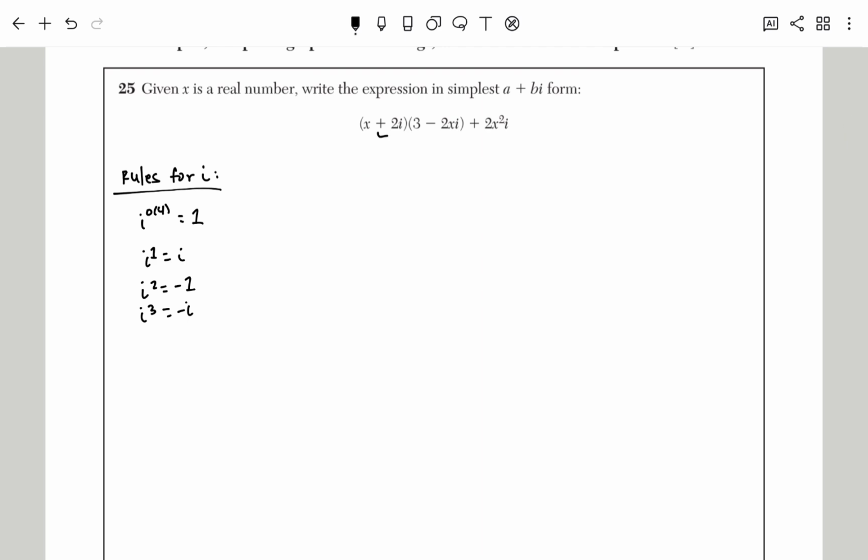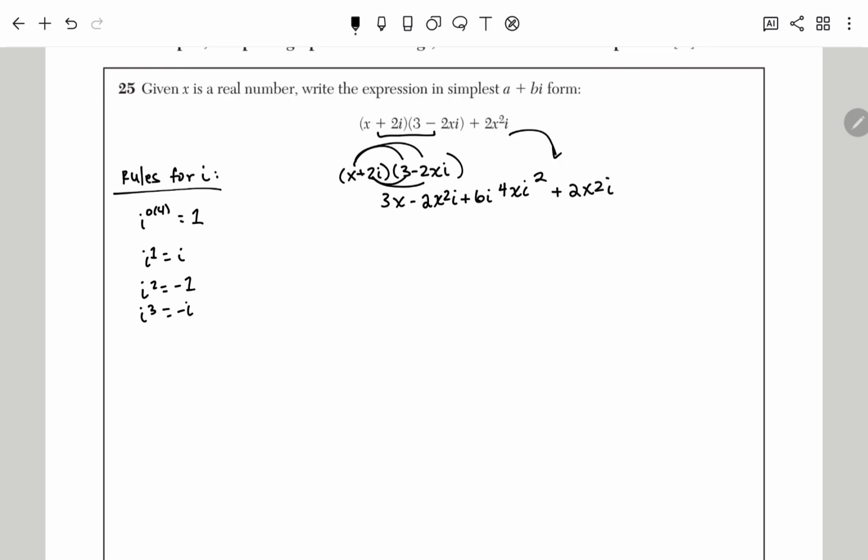First things first, I'm going to take this part: x plus 2i times 3 minus 2xi. x times 3 is 3x. Then x times -2xi gives -2x squared i, because x times x is x squared, and we just bring the i down. Then 2i times 3 is 6i. And 2i times -2xi gives -4xi squared. Then I bring down this part, plus 2x squared i.